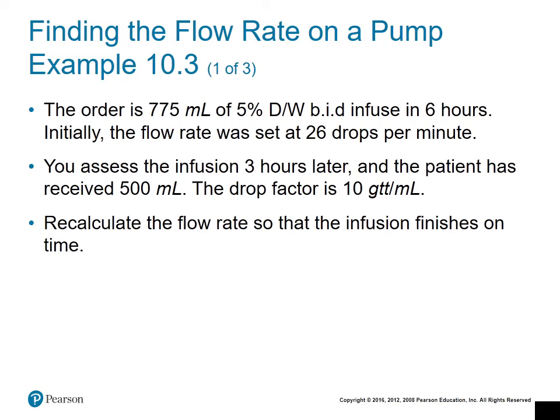Right, so notice this problem has a couple of steps to it. We first need to figure out how much of the solution is still needing to be infused, and then we have to consider how much time is left in order to infuse it, and then go from there. Okay, so we're going to take 775, that was the original amount of solution, and 500 milliliters have already been infused, so we subtract those. So what's remaining to be infused is 275 milliliters. Next, we consider the time. We had 6 hours to infuse the full amount. 3 hours have passed, so we just take away 3 from 6, and there's 3 hours left.